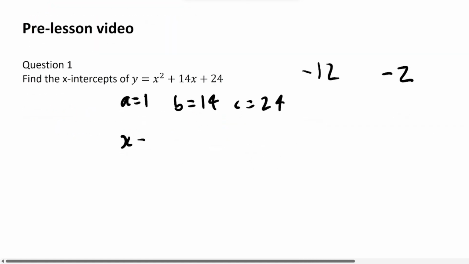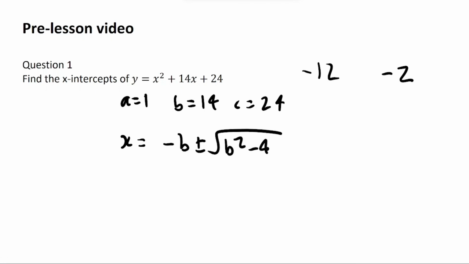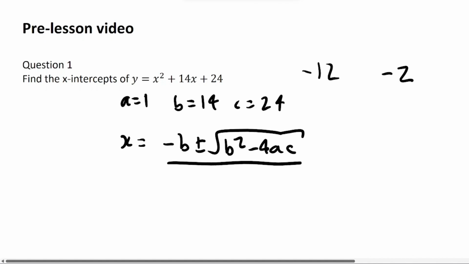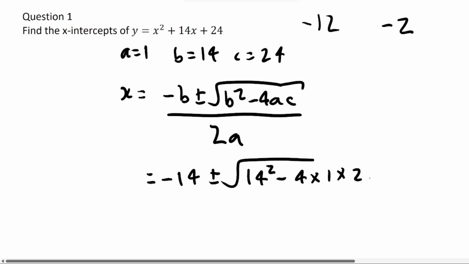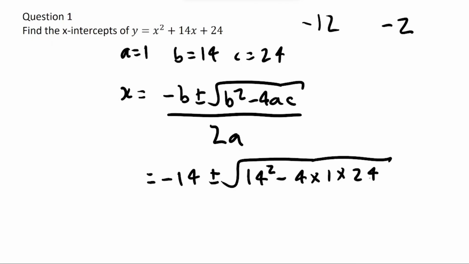So the quadratic formula tells you the x-intercepts are minus b plus or minus the square root of b squared take 4ac, over 2a. Don't worry, you'll remember that by the end of the year. And then we'll plug in all of our numbers. So if b was 14, this ends up being minus 14 there, plus or minus the square root of 14 squared, take 4 times 1 times 24, all divided by 2 times 1 on the bottom.